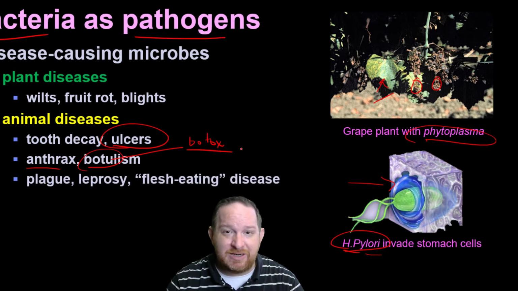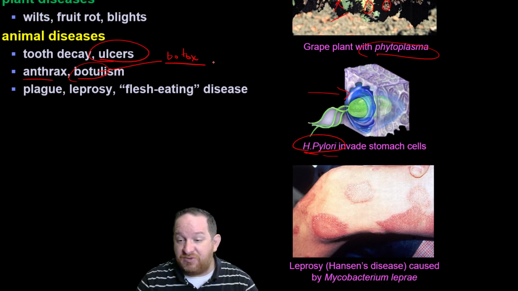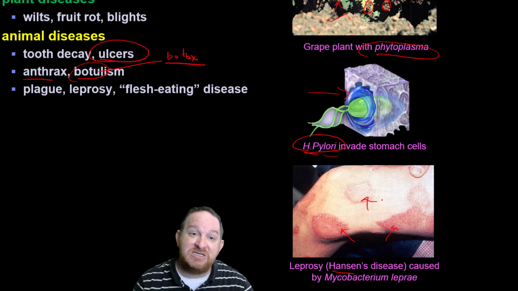Plague, leprosy. What? Leprosy? Is that still around? Does that still happen? Actually, leprosy is caused by a bacteria, Mycobacterium leprae, also called Hansen's disease, and you can see some leprosy infections. That is bacterial.